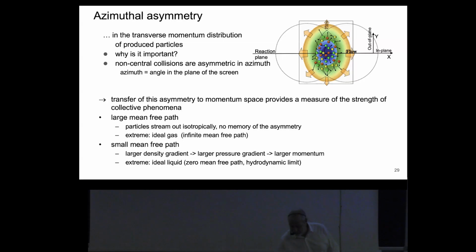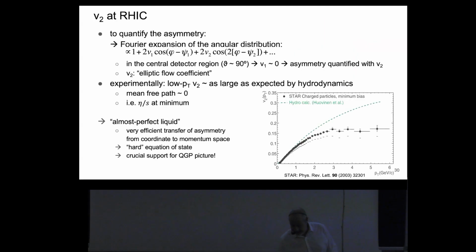And actually what was observed is that indeed the asymmetry was as large, at least at low transverse momentum. This is one of the early measurements from RHIC, from the STAR experiment, up to a momentum of 1 GeV or so. The black are the measured points, and the green is the hydrodynamics calculation. What is measured is the V2, which is the first non-trivial coefficient of the Fourier transform of the azimuthal distribution as a function of Pt.